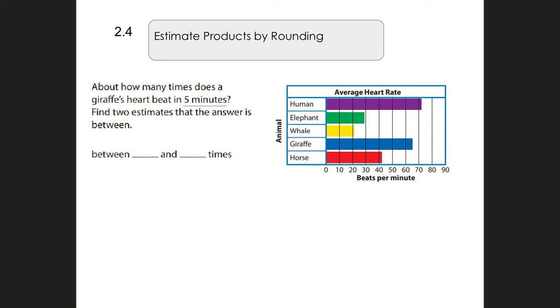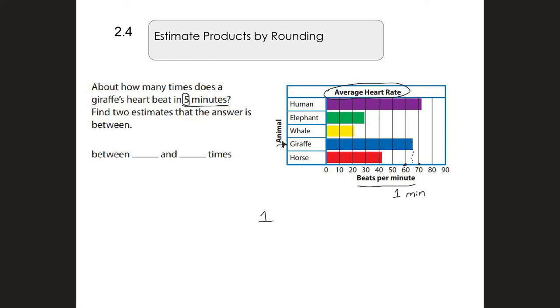Estimate the products by rounding. About how many times does a giraffe's heart beat in 5 minutes? Find 2 estimates that the answer is between. Okay, let me see. Wait, where's the giraffe? Oh, the giraffe is here. This is the average heart rate. And these are the beats per minute. That means how many times it beats per 1 minute. The giraffe's heart beats, it's in between 60 and 70, because I see that this is somewhere in the middle of those 2 numbers.